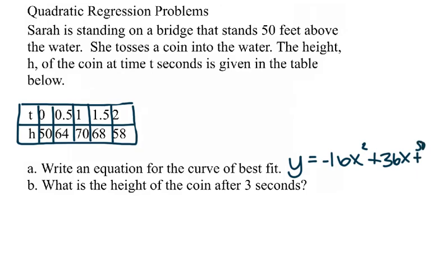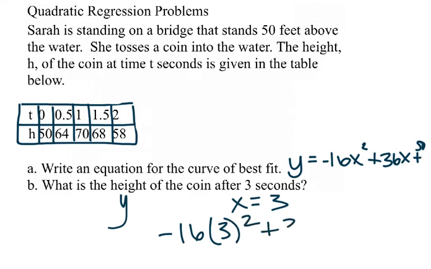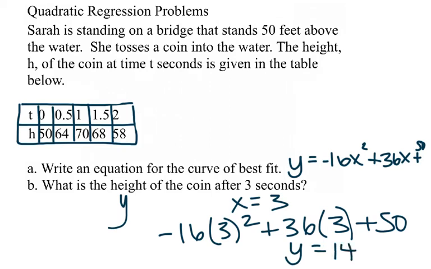Okay, so I got negative 16x squared plus 36x plus 50. And then we want to know what is the height, remember that's y, of the coin after 3 seconds. So I'm going to replace the x's with the number 3, because that's what it tells me to do. And I'm going to put those in my calculator. You try it also in 1, 2, 3. And I got 14. So the height of the coin after 3 seconds is 14.